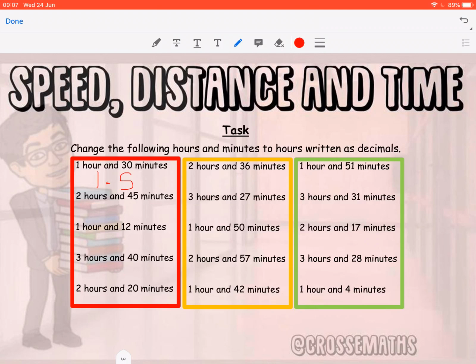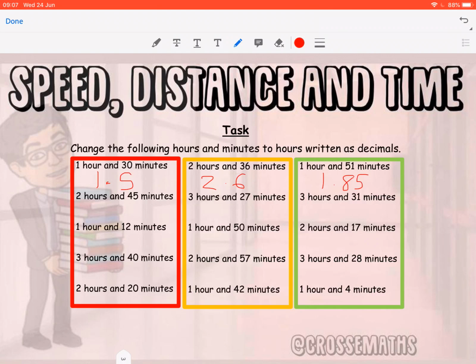36 divided by 60 gives me 0.6, so my answer is 2.6. Then the last one, same thing, 51 divided by 60 gives me 0.85, so my answer is 1.85. You're changing the minutes bit into a decimal. What I'd like you to do, guys, pause the video now and have a go at that. Okay, that's a really important skill to have.